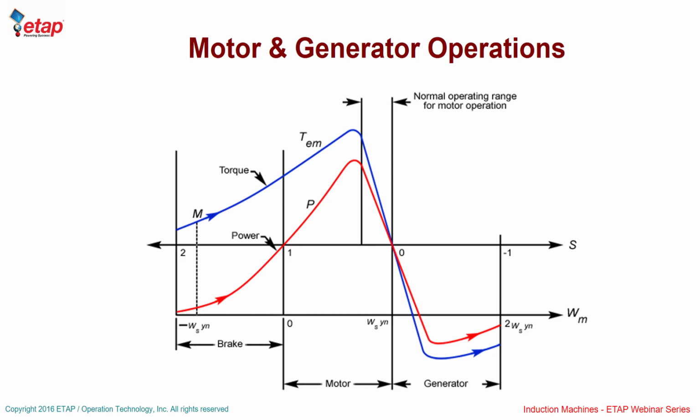Of course, when you pass that point, you have either motor operation or generator operation. The motor operation is in this portion right here, and the generator operation is after your omega m speed exceeds omega s. The brake area is when you actually get power back from the machine into the system.